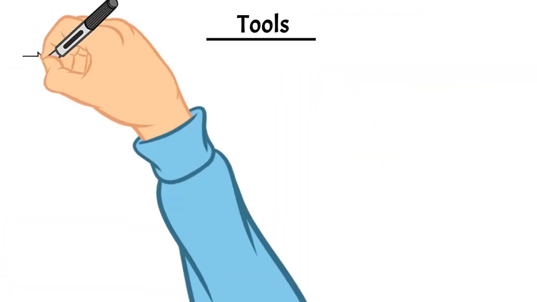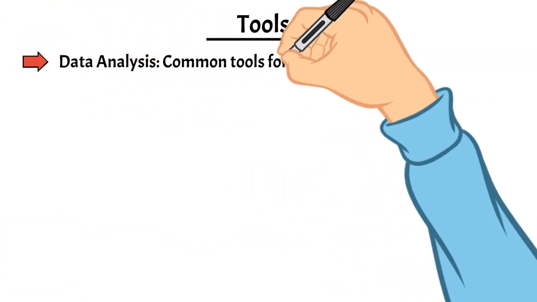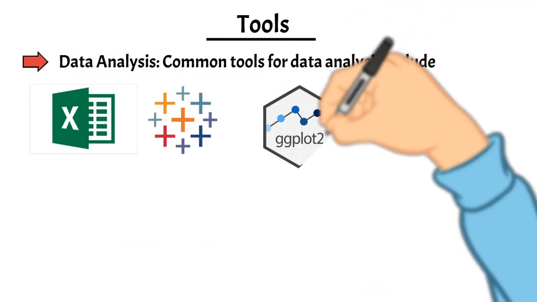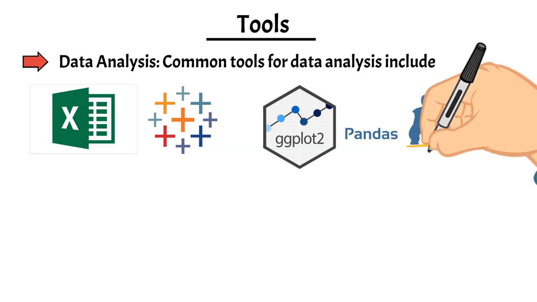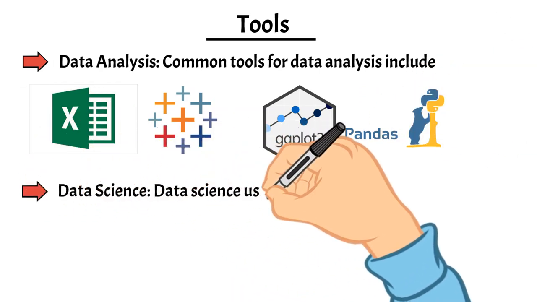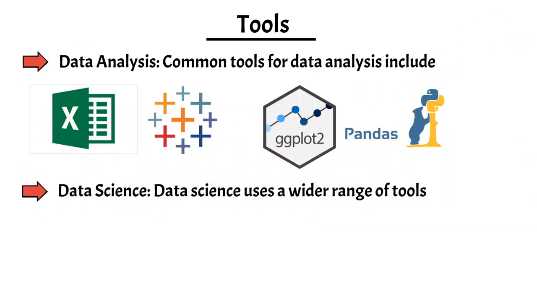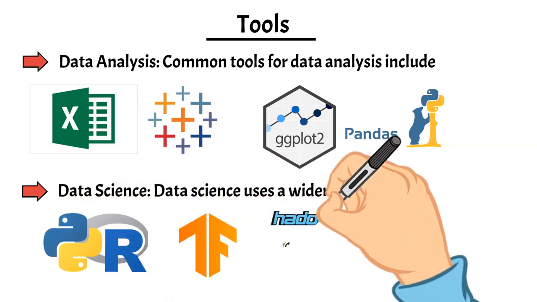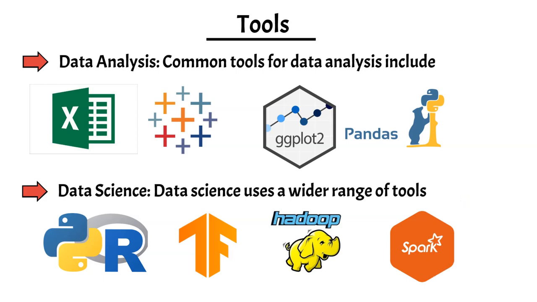Tools. Data analysis. Common tools for data analysis include spreadsheet software, data visualization tools, and statistical software. Data science. Data science uses a wider range of tools, including programming languages like Python and R, machine learning frameworks, and big data technologies for handling large datasets.